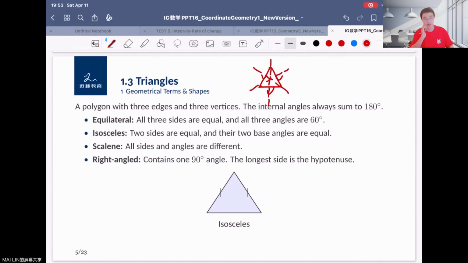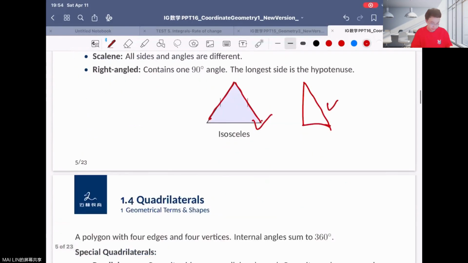Okay, that is equilateral. And an isosceles triangle means here you can find they have two same sides, like here, okay? And also we have the right angle triangle, okay? That means a 90-degree angle, okay? And the longest side we also call the hypotenuse, okay? This side we also call the hypotenuse, okay?